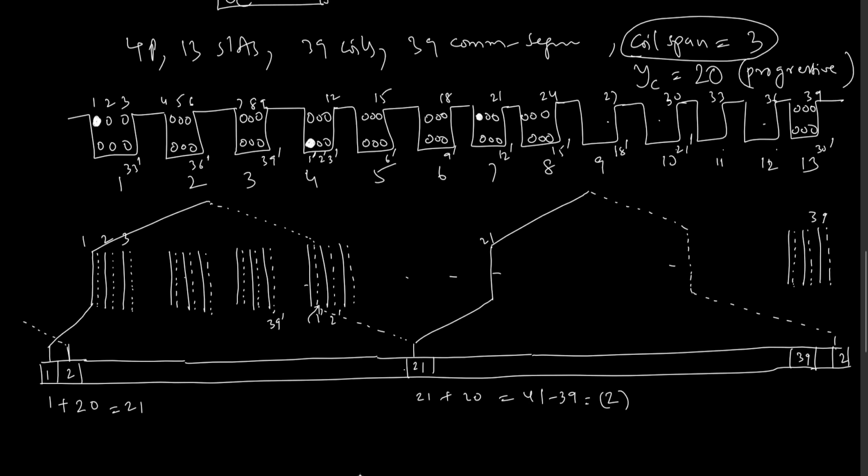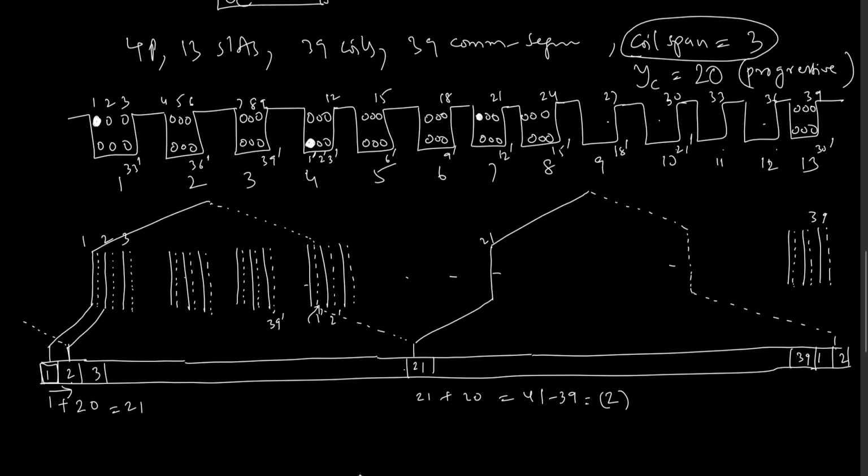So one wave starts from one commutator segment, goes like this, connects in between through 21, and then back to 2. This is 1 and this is 2, so it comes to 2. It started here and ended at 2. Now the second wave will start here and end at 3, like that.